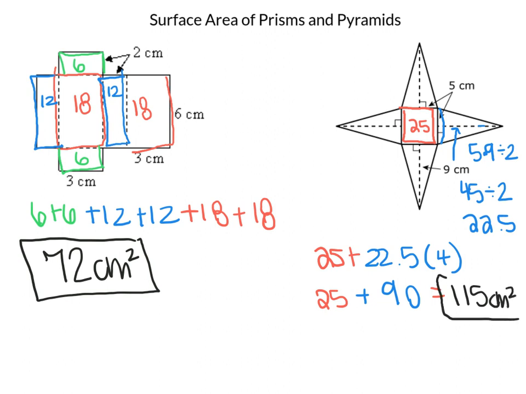Finding the surface area of 3D shapes using their nets is almost like finding the composite shapes area because you have 2 or more shapes put together.